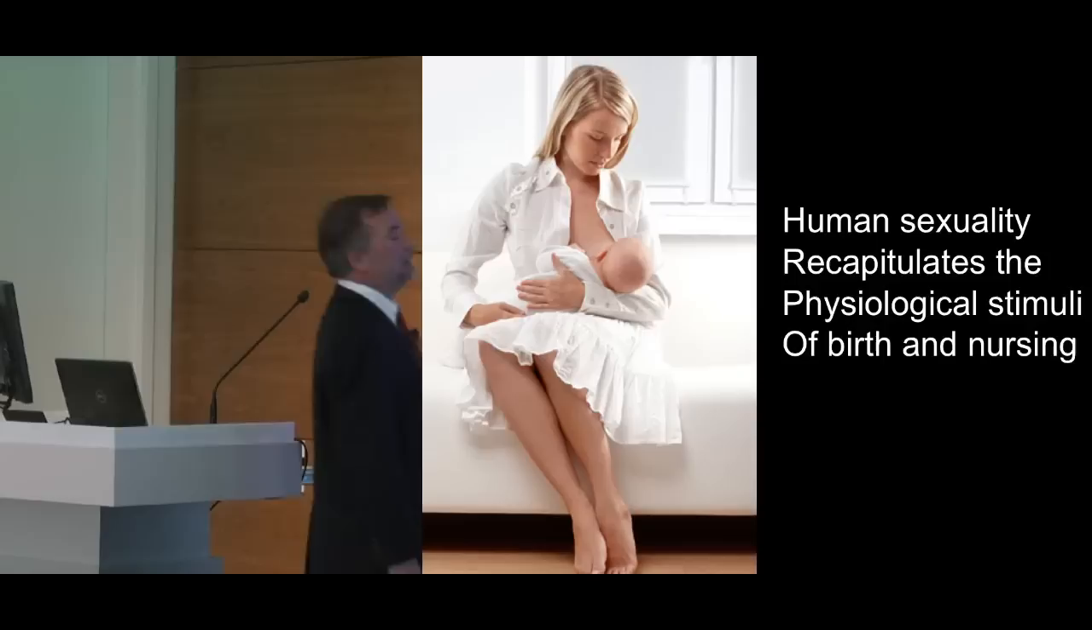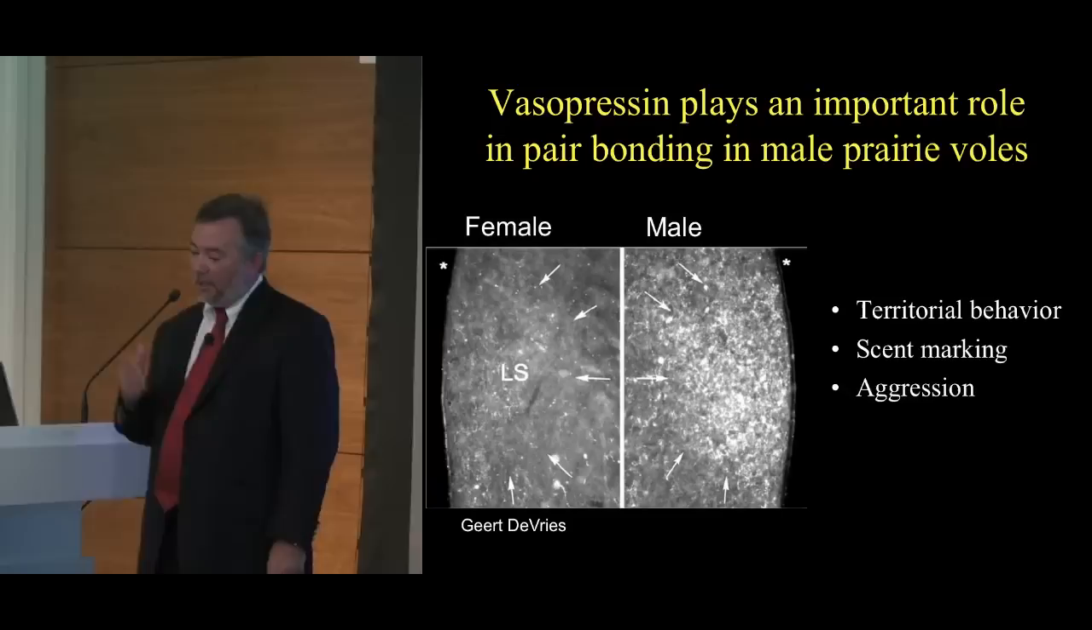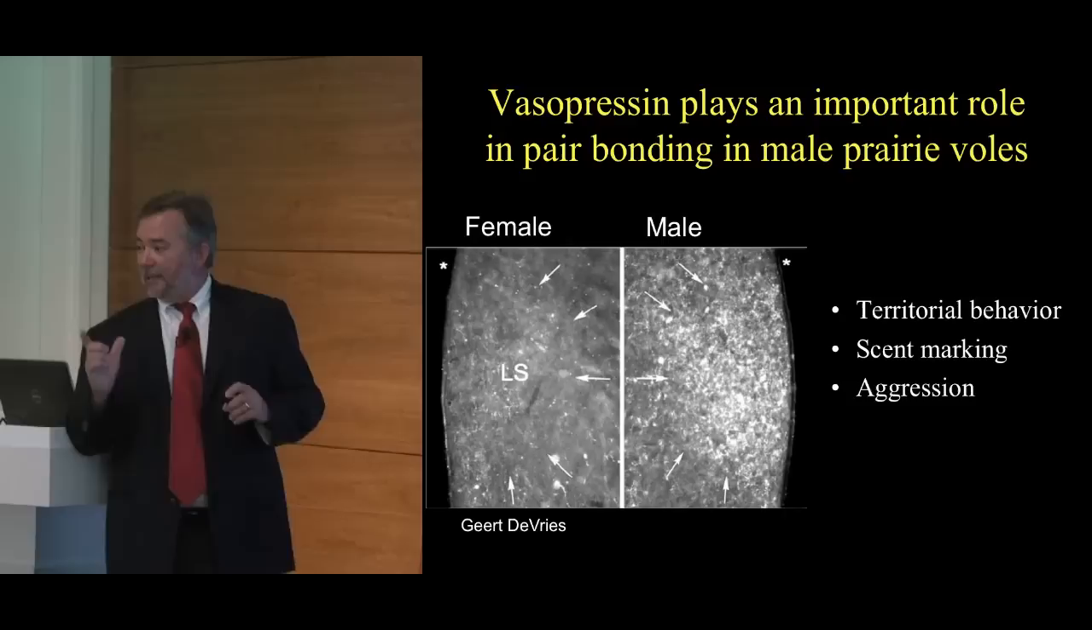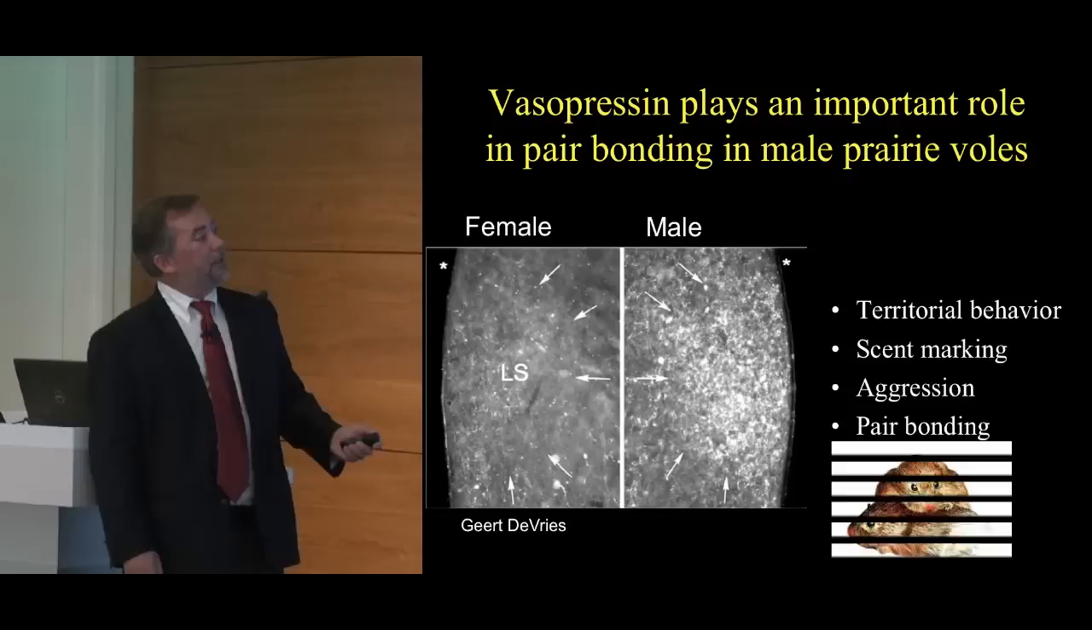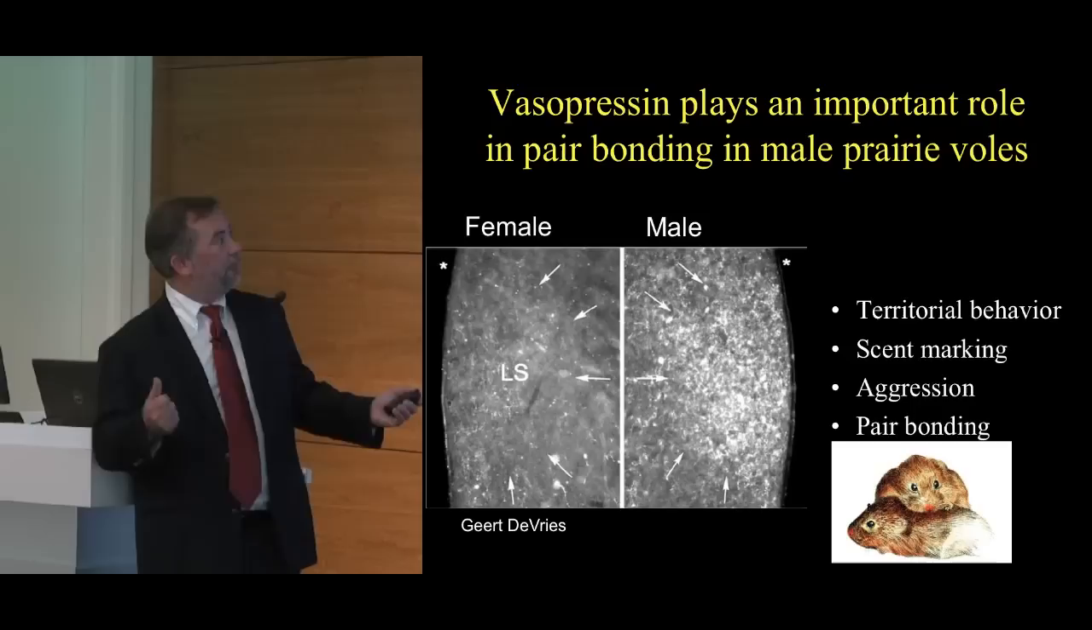Now, in males, oxytocin may be important, but we know that another molecule called vasopressin plays a more important role. This is a neuropeptide as well. It differs from oxytocin only by two amino acids. In invertebrates, there was originally a single gene that became duplicated and now gained these different functions. Vasopressin is interesting because of its sexual dimorphism. Males have much more vasopressin within the brain than do females.